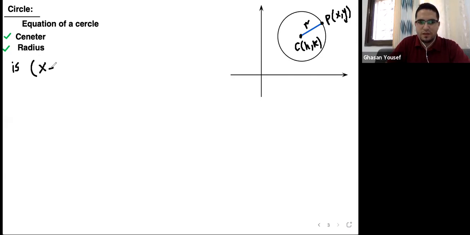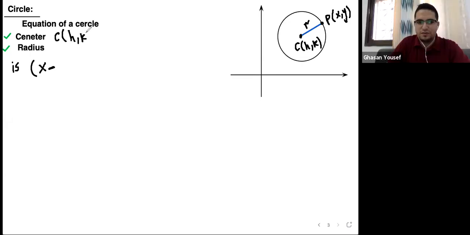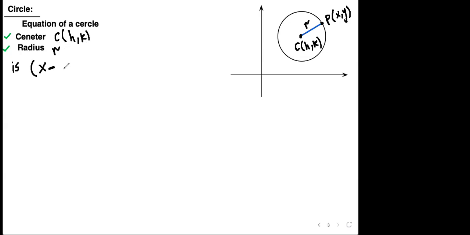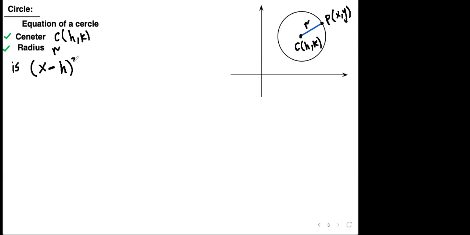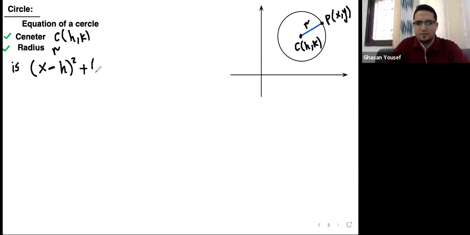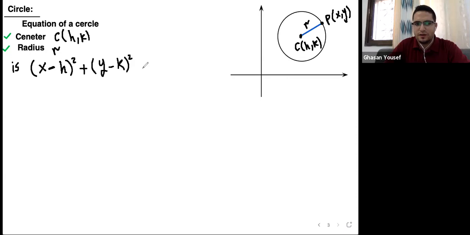The equation of the circle is x minus, suppose my center here is C. Isn't it x minus h? Here we have the center is (h, k). So x minus h squared, plus y minus k squared, equals the radius squared, r squared.